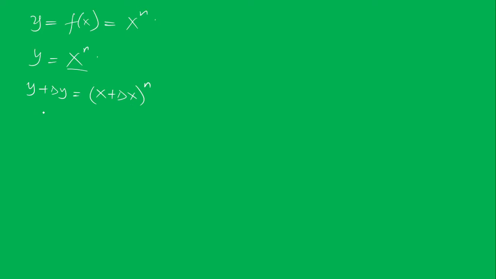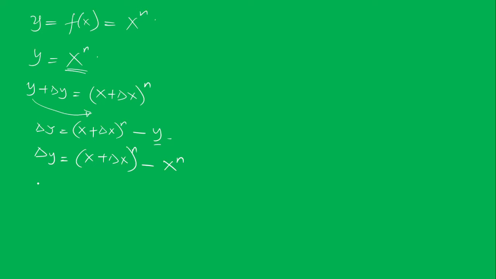So now, what we're going to do is move this y to the right hand side. You now have delta y equal to x plus delta x to the power n minus y. So delta y is equal to x plus delta x raised to the power n, then this y is the same thing as x to the power n, so we just substitute it so that the right hand side will all be expressed in terms of x.